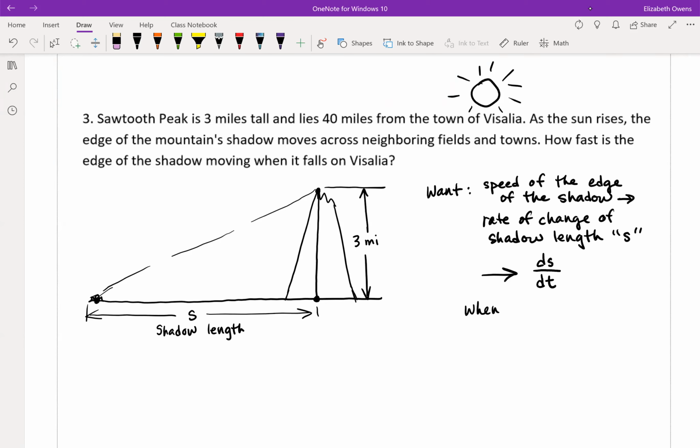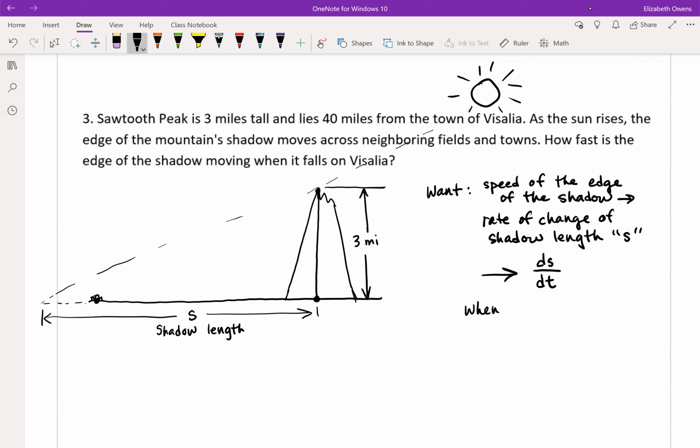So that shadow length, let me label this a little bit differently. This might help folks. All right, so the shadow length, let's say, goes out a little longer here.